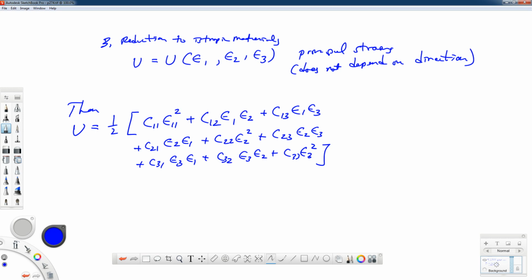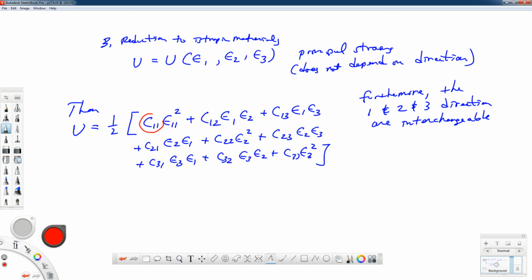Okay. Now, if we really are isotropic and it doesn't depend on direction, then we also have a free interchange among the principal strain components. So the one direction and the two directions should behave just the same. What does that mean then? All of these terms that have the normal principal strain squared are all going to be equal. So C11 is going to be equal to C22. It's going to be equal to C33.